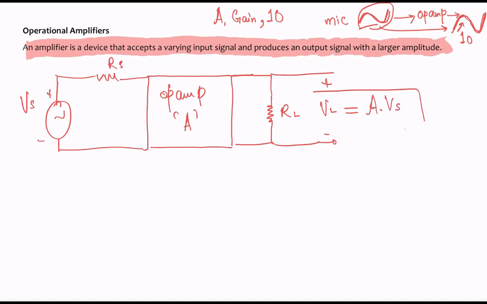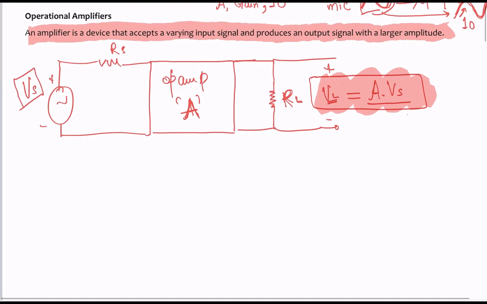Okay, so this is what we are striving for, and it's important to keep this in mind. VS is the input signal, A is the amplification factor, or the gain, and the resistive load right here, the voltage across that, which will be VL, is going to be the amplified version of the input signal. This is important to keep in mind because that's what we are striving for over here.